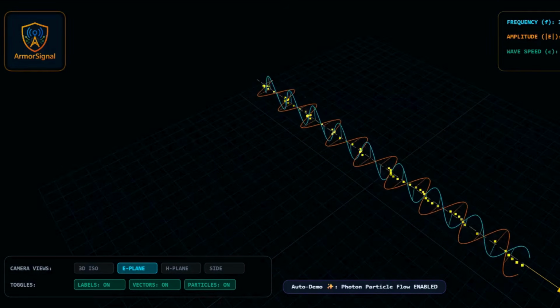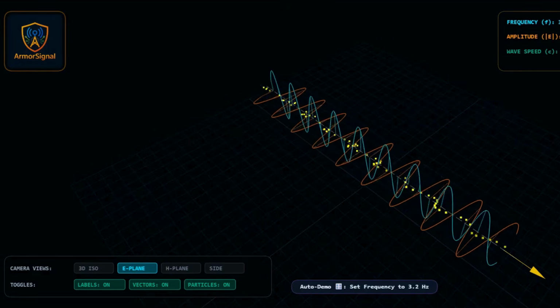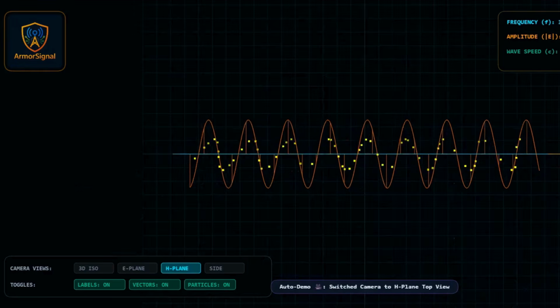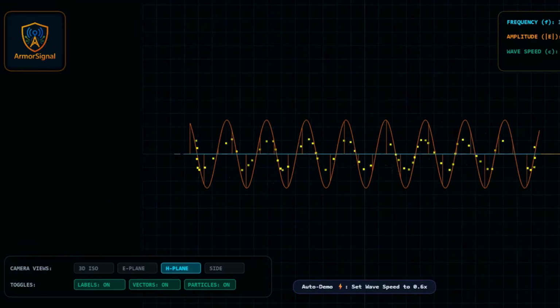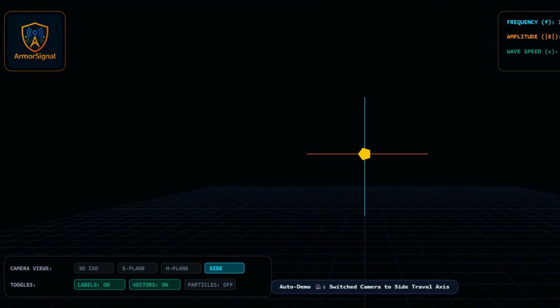Second, let's look at how they move. So how does all this invisible energy actually know where to go in the vacuum of space? It turns out the cross product of these two perpendicular fields creates what's called a Poynting vector, and this vector literally dictates the exact direction and flow of that energy.